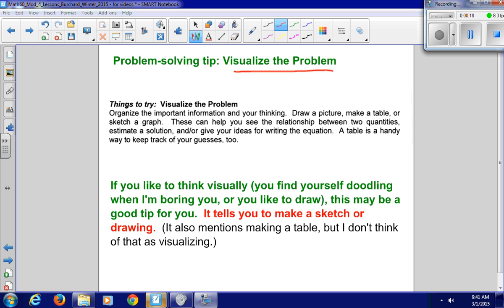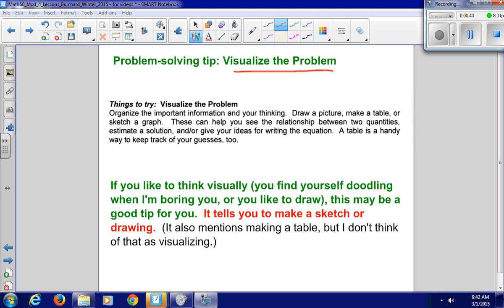So this is the description that we use from your book. It says, organize the important information and your thinking. Draw a picture, make a table, or sketch a graph. These can help you see the relationship between two quantities, estimate a solution, and/or give you ideas for writing the equation. A table is a handy way to keep track of your guesses too.